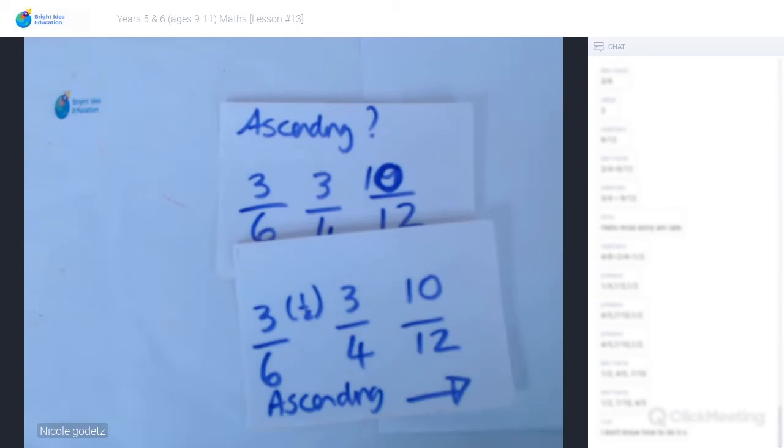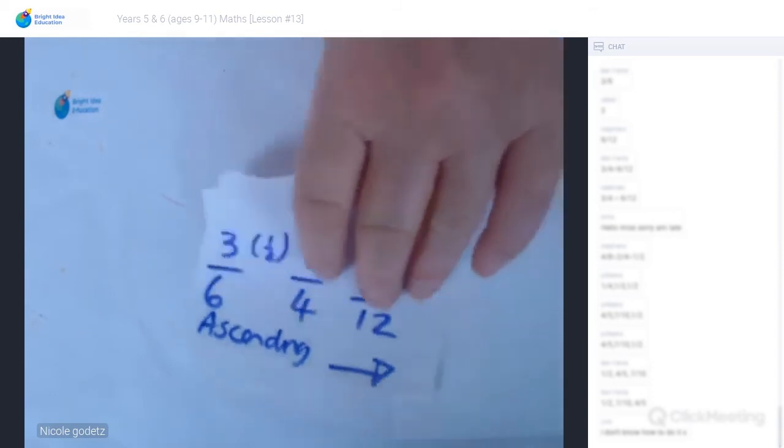3/4 is bigger. And we know 9/12 is 3/4. So 10/12 is going to be the biggest one.